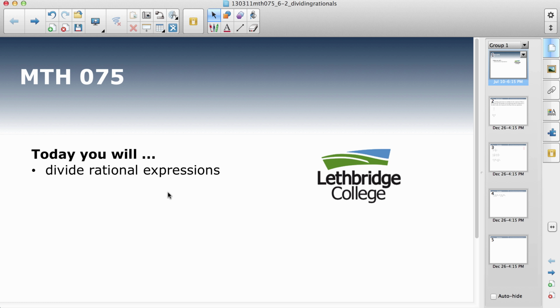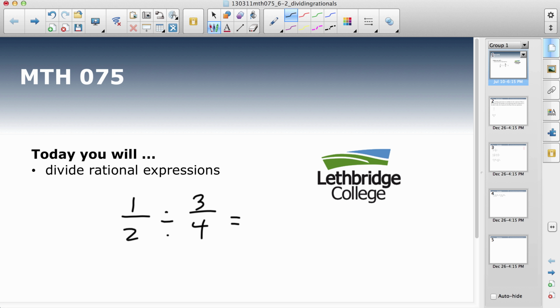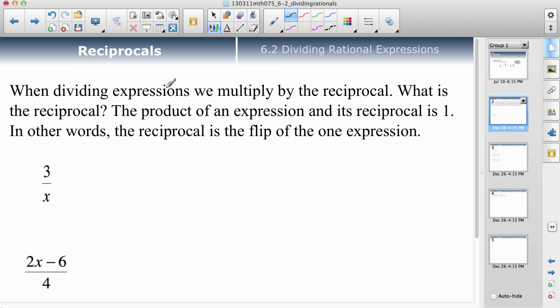Okay, in this video, we're looking at rational expressions. Specifically, we're going to divide them. It's very similar to dividing fractions. If I have 1/2, say, divided by 3/4, the rule is leave the first one the same, change the divide to a multiply, and find the reciprocal of that one. Okay, and then go from there. So when you're dividing, you multiply by the reciprocal.